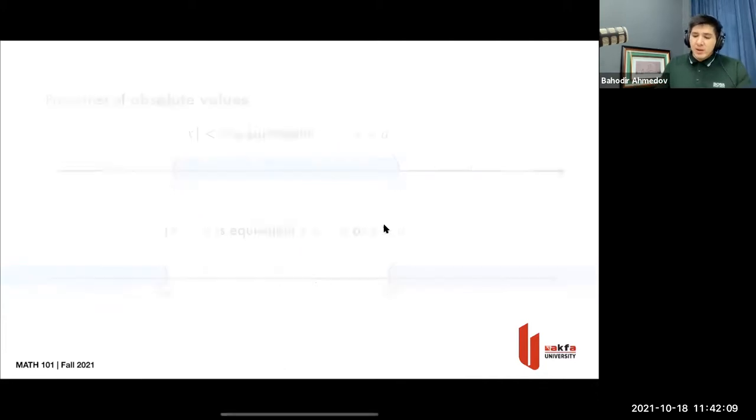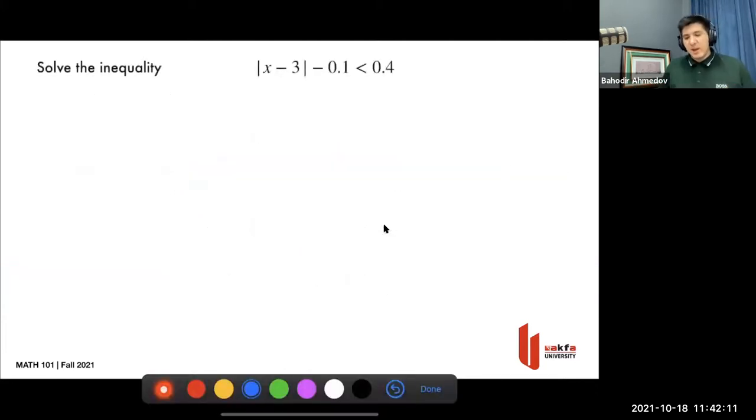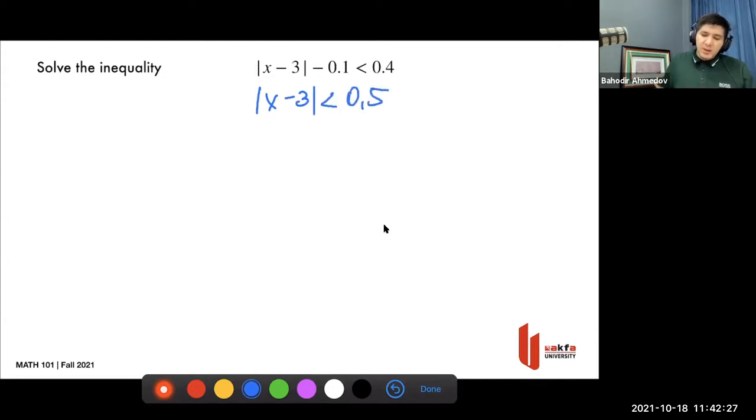Okay, so let's solve a couple of exercises. Let's say the absolute value of x minus 3, minus 0.1, is less than 0.4. I'm just going to put this minus 0.1 into the right-hand side. It becomes the absolute value of x minus 3 less than 0.5. What does it mean? It means that the distance between x minus 3 and the origin should be less than 0.5, within 0.5, right? So it means that x minus 3 is less than 0.5 and greater than minus 0.5.